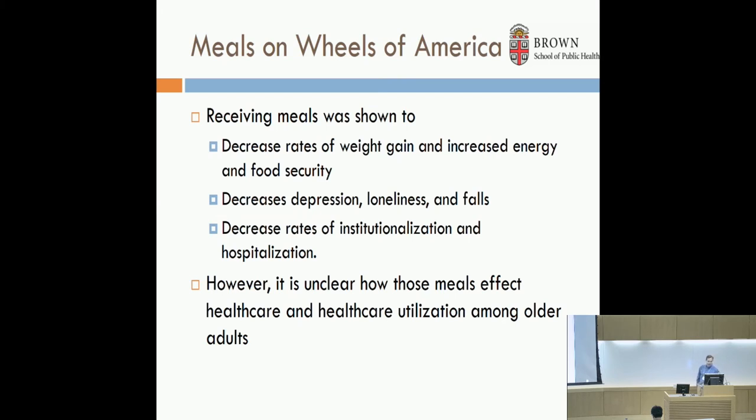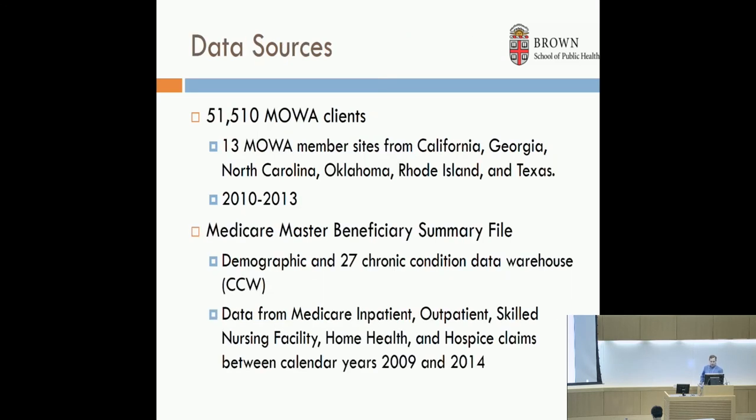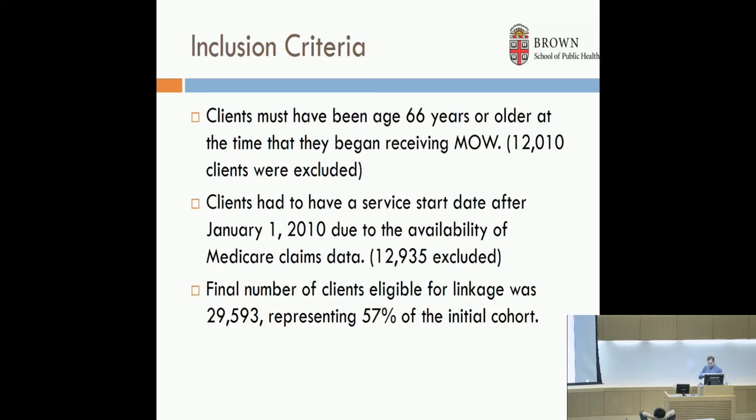So what's the question? The question is how Meals on Wheels is affecting healthcare utilization. The data sources that I had were 51,000 Meals on Wheels clients from 13 sites, and we have the Medicare master beneficiary file with a bunch of things about your claims and your chronic condition data. We made sure that everyone is above 66, because if you are not above 66, then you're probably not going to be in the Medicare file. I can search for you forever, but you're probably not going to be there. That reduces some of the clients. We have to remove about 12,000, so we have about 29,000 of the initial cohort.